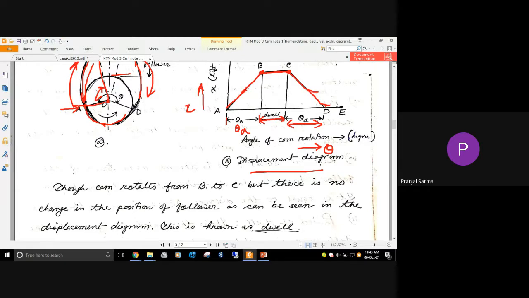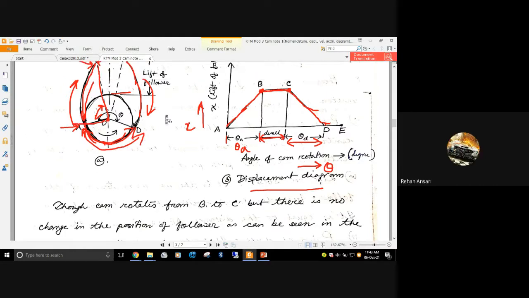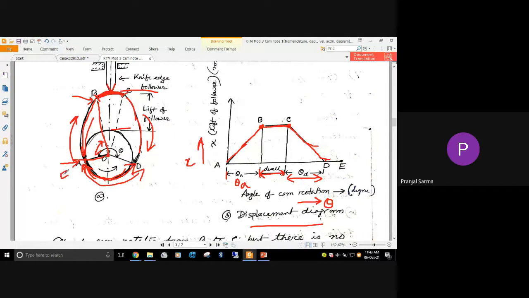After that, from D to A, once again it is a portion of the circle itself, that means once again constant radius. So will there be any motion in the follower from D to A? No, there will not be any motion. That is once again the dwell.